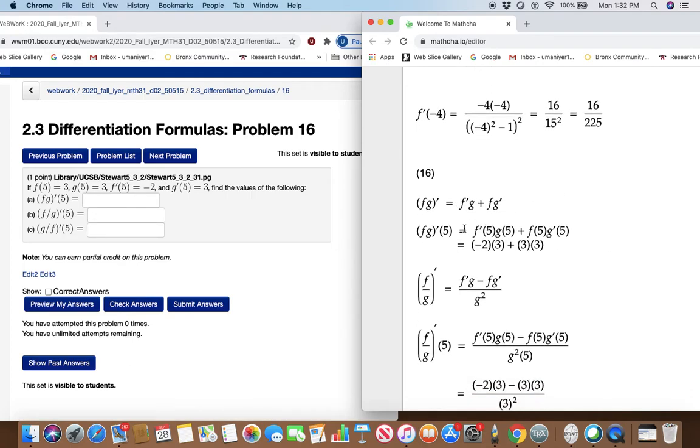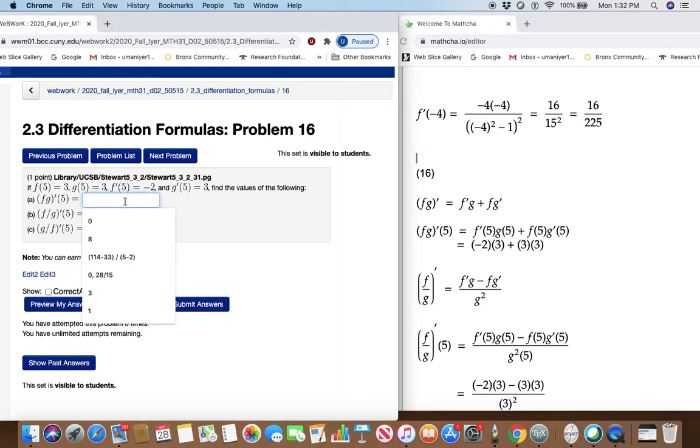Now punch in the values. F prime at 5, negative 2, g at 5, 3, and so on and so forth. That's all. So that's a negative 6 plus 9. That's a 3.